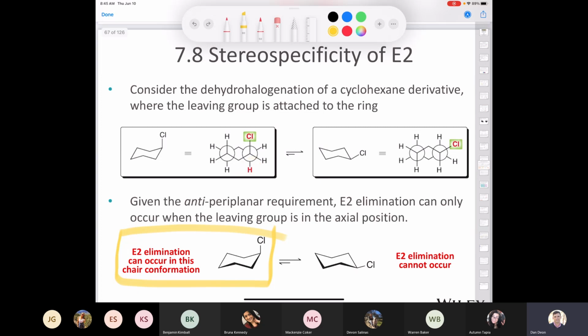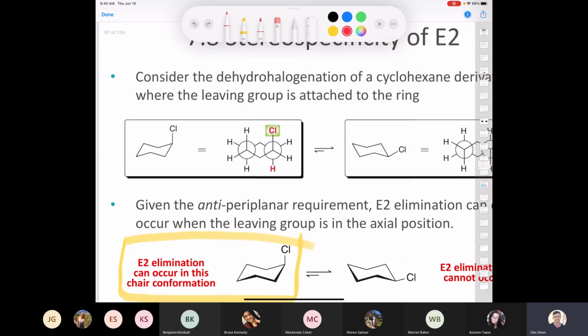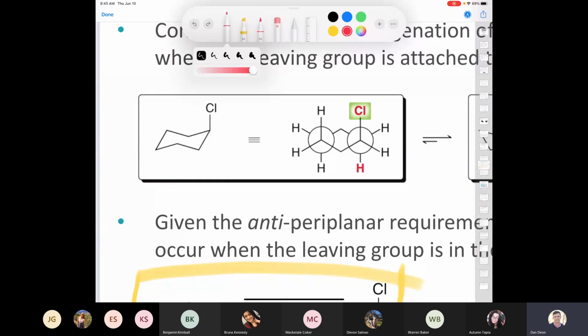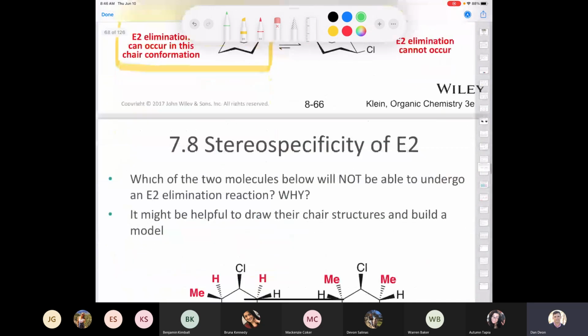If you take a look here, where are the axial protons with respect to this chlorine? If this is your alpha carbon, you've got a beta carbon here and a beta carbon over here. The beta carbon in blue has a proton going down, which would be anti-periplanar to the chlorine. And the beta carbon in green also has a hydrogen that is anti-periplanar. So there are actually two hydrogens that are anti-periplanar to my chlorine. All right, let's move on from there.